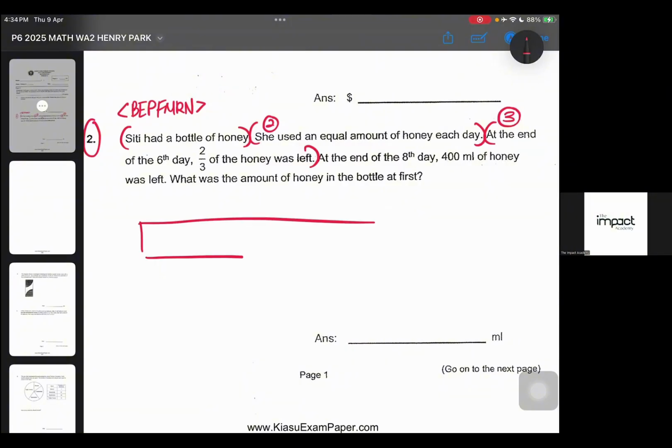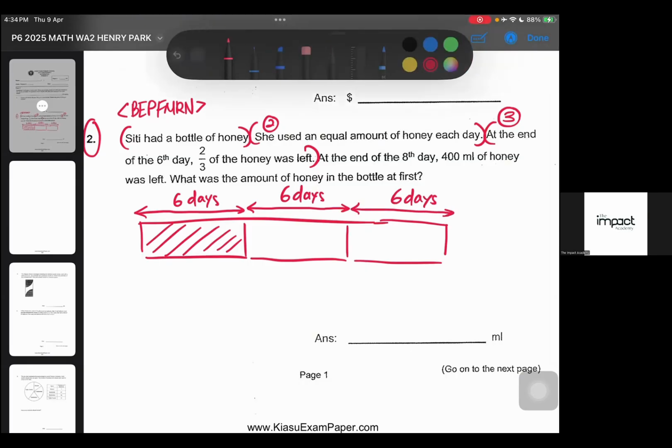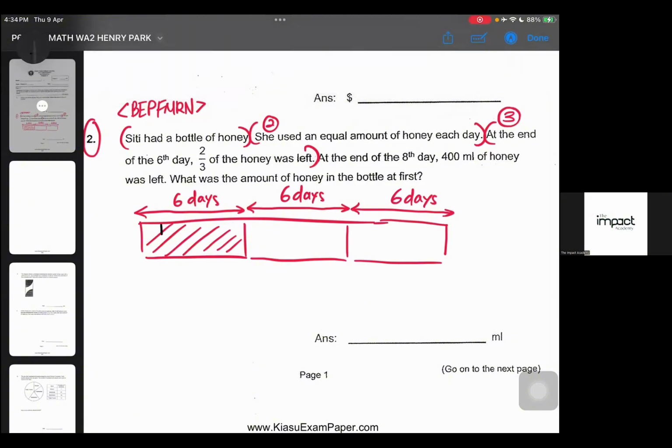So what I'm going to do is I'm going to split this up into 3 units. I will shade 1 unit, and I'll say that everything over here is 6 days. Do you agree? That means to say whatever that is over here is also 6 days. Whatever that is over here is also 6 days. Now that means I can actually split this into 6 parts.